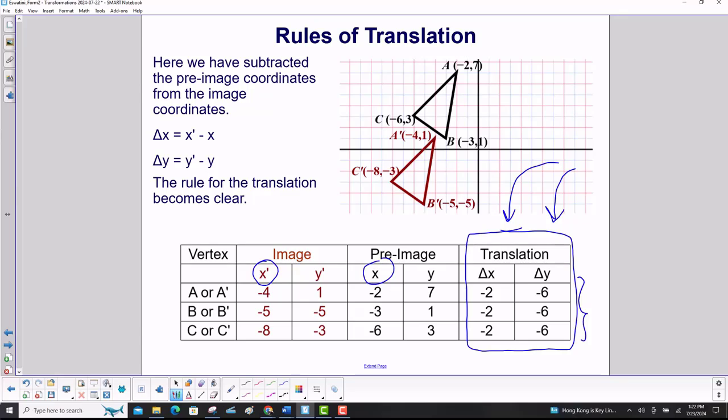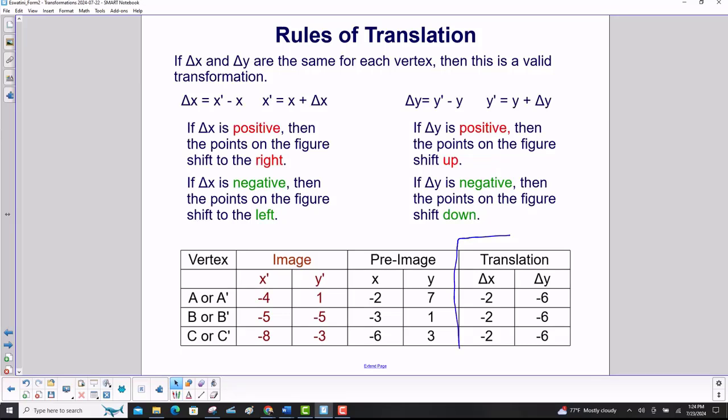So if you'd like, once again, pause the video and check to make sure that the math is right for the three rows. We'll be examining these last two columns here. If delta x and delta y are the same for each vertex, then this is a valid transformation. And that's true over here. Delta x is x prime minus x.